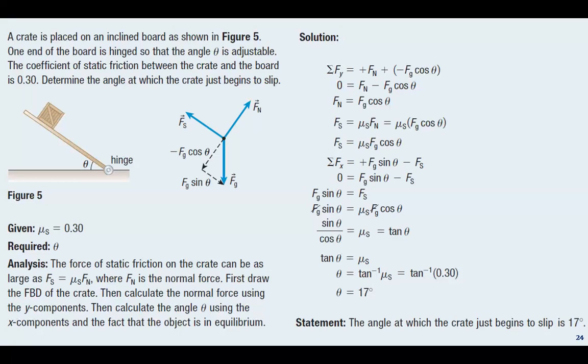In the x-axis, we have the net force equals 0, which equals Fg times sine theta minus Fs, right? So considering these equations, we have Fg sine theta equals Fs. Then we have mu s equals sine theta over cosine theta, which is tangent theta. So mu s equals tangent theta. From this equation, we can find the value for theta, which is around 17 degrees. So the angle at which the crate just begins to slip is 17 degrees.